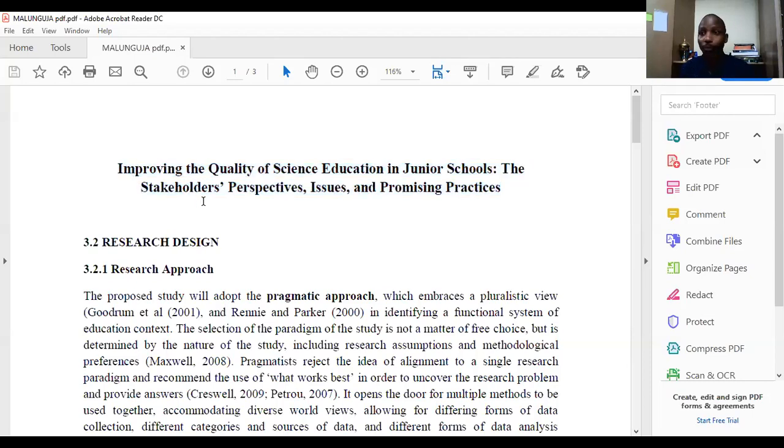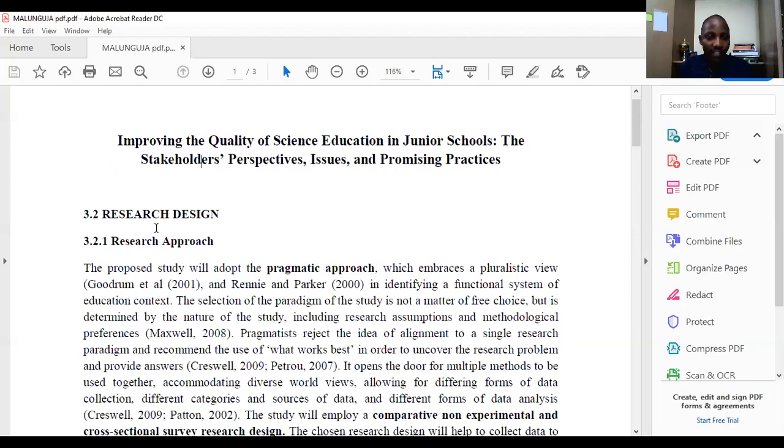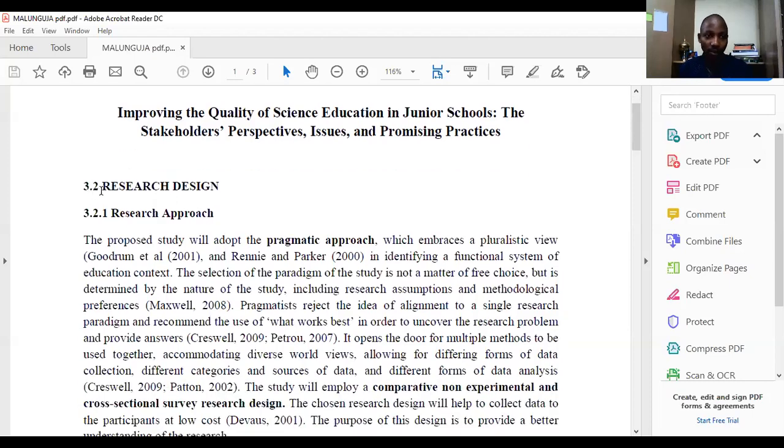I'm intending to make a study on improving the quality of science education in junior schools, intending to see the stakeholders' perspectives, issues, and promising practices. Therefore, I have taken just a section of the so-called research design, which is our presentation today. The last class was on the study side, which I named 3.1. Today is 3.2 as a second section within this research methodology.